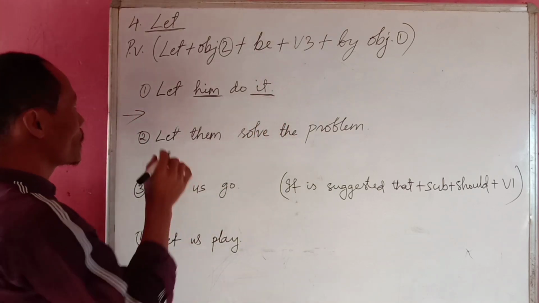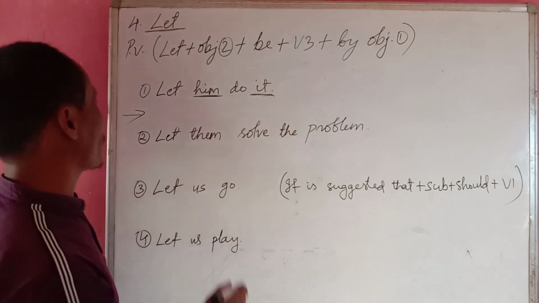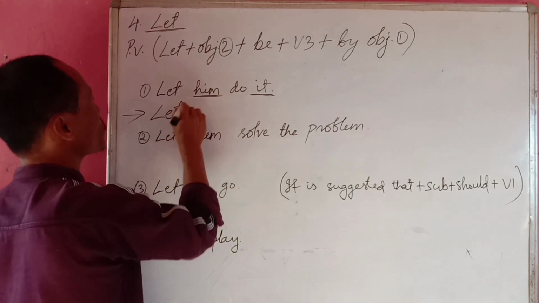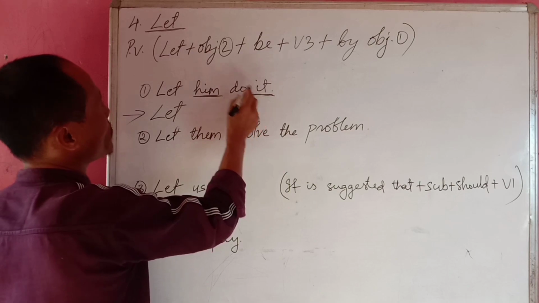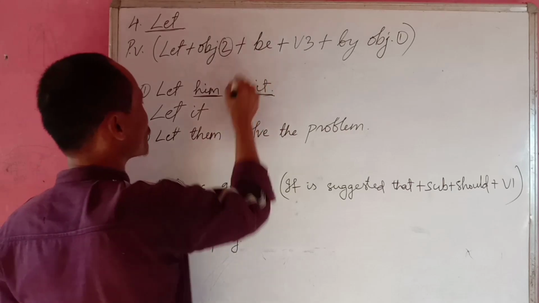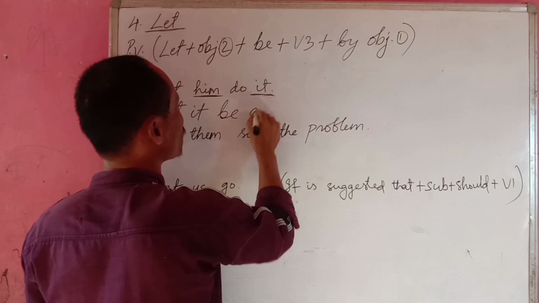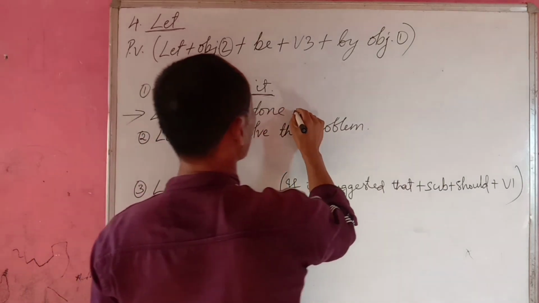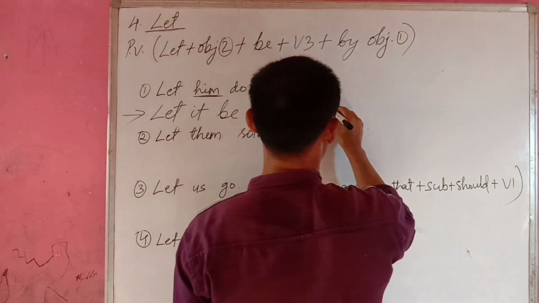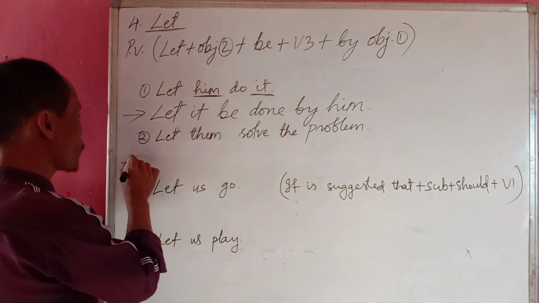So let us try to change this into passive voice by applying these rules. As per the rule, let, after that the second object will come in the beginning. Let it, after that be: let it be, and the verb we will change into third form. So do will change into done. Let it be done by first object. So him is the first object. Let it be done by him. In this way, we can change into passive voice.